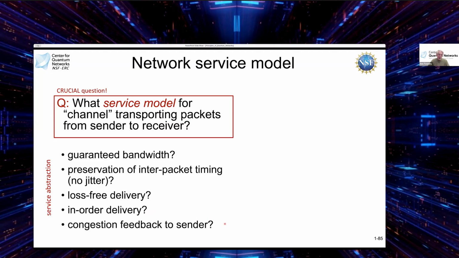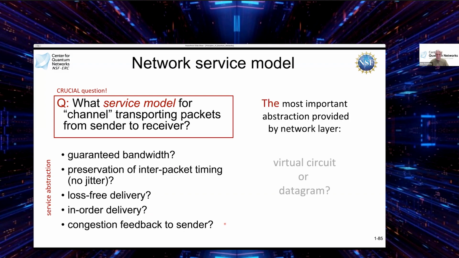What kind of feedback should be provided to the sender, associated with congestion or problems within the network? This is really the most important abstraction provided by the network layer. In the classical network, it comes down to providing either a virtual circuit service or a datagram service. I'm going to talk about each of these in turn.